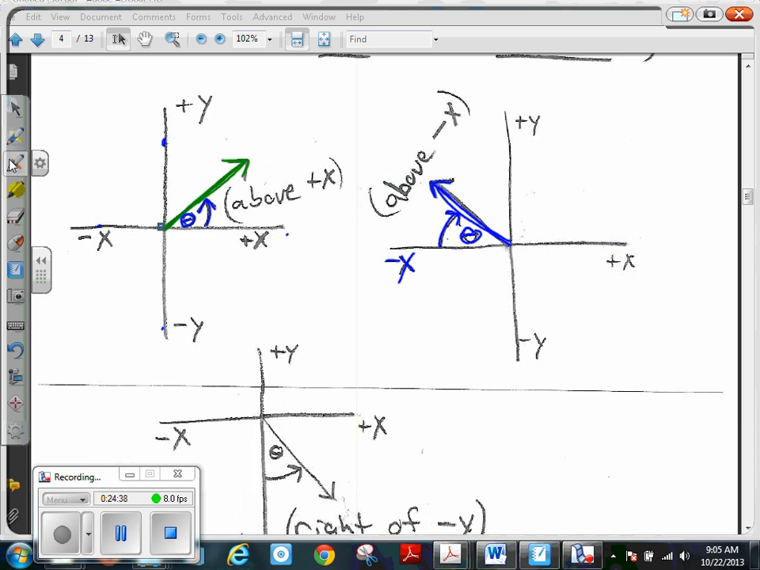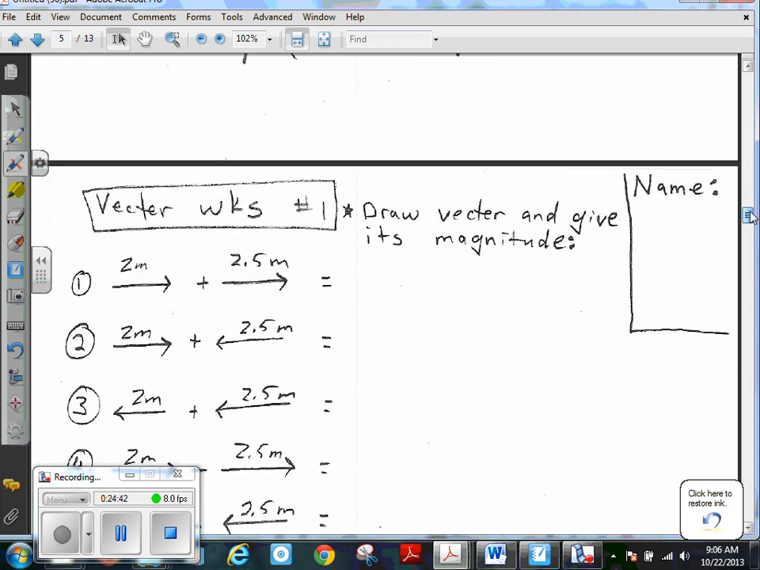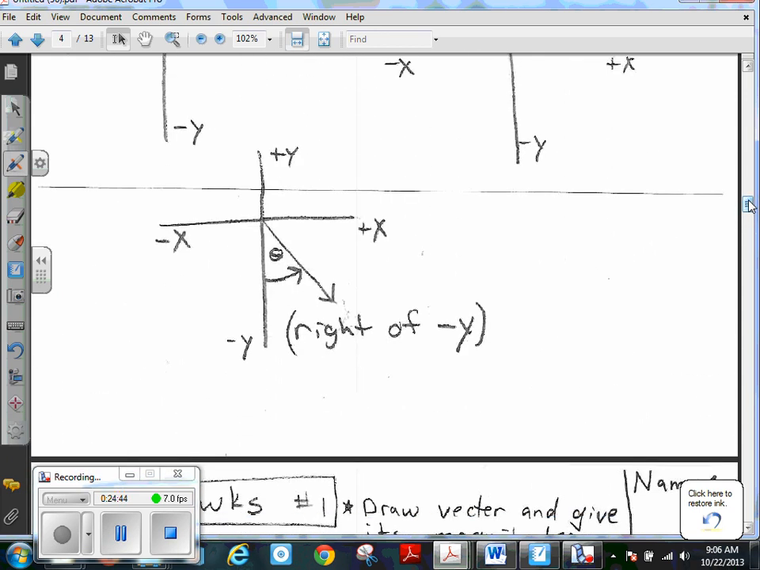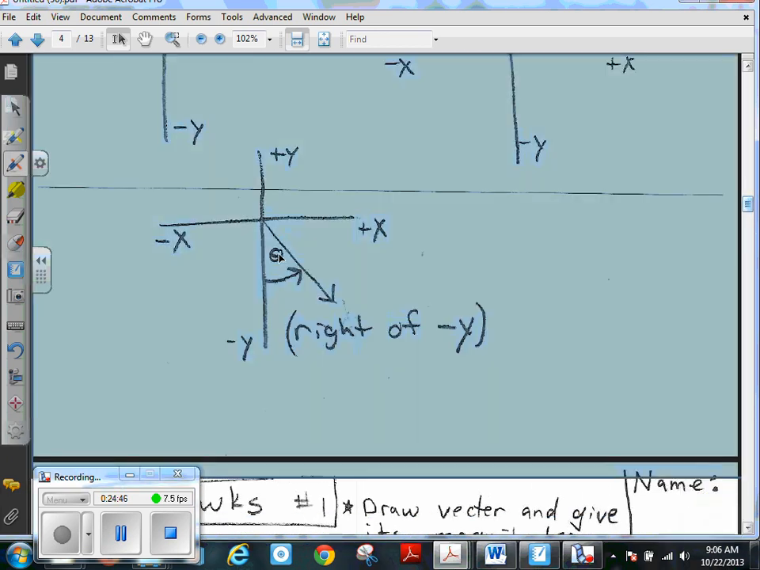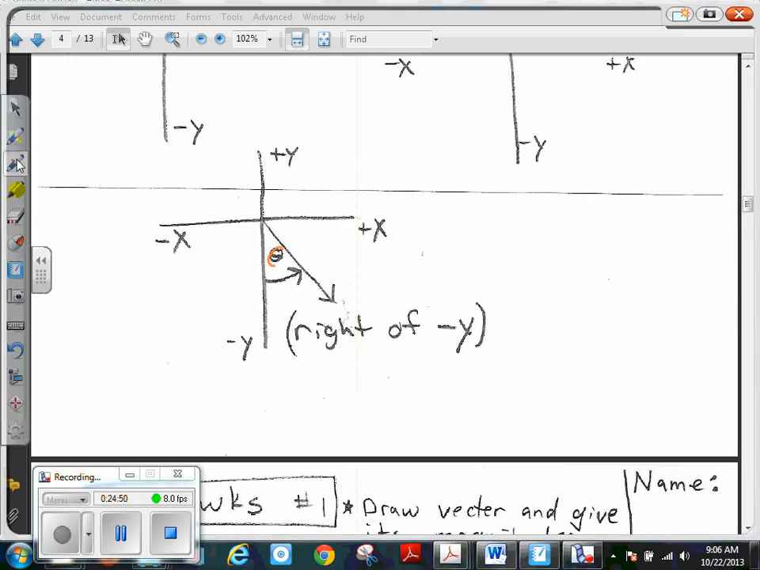Okay. And of course, here's the other one. If we're labeling this vector right here, that would be to the right of negative y. Now, I just told you 3 of them, but there's actually like 8 labels. But I think you can figure that out, right? To the right or the left of negative or positive y, above or below negative or positive x.